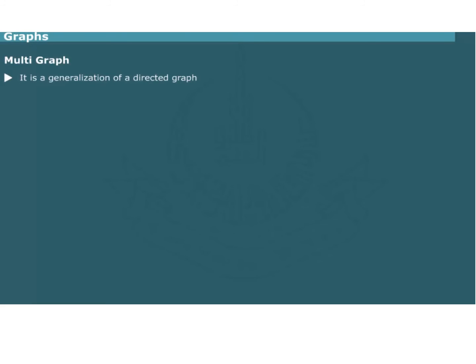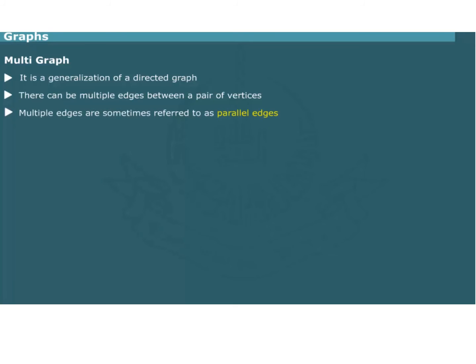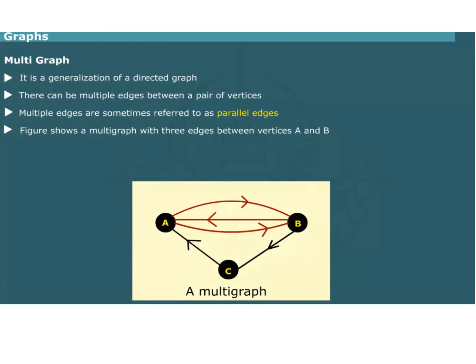Multigraph. A multigraph is a generalization of a directed graph. In their structure, there can be multiple edges between a pair of vertices. Such edges are termed as parallel edges. Figure shows a multigraph. Observe that there are three edges between the vertices A and B. There are two parallel edges from A to B and one edge from B to A. A multigraph is used to represent a many-to-many relationship among graph elements.